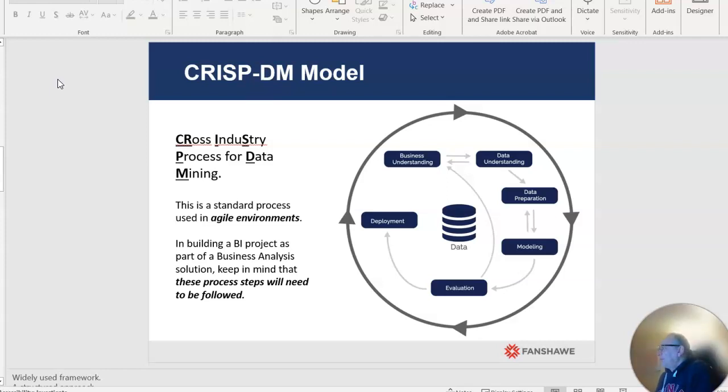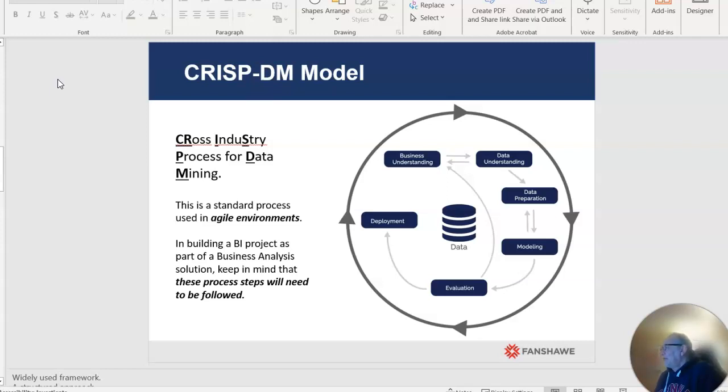Next, we have our data understanding. This is where we gather and explore relevant data for the project, and look at the data quality. We may also include looking at some exploratory data analysis to help us gain some insights into the data.